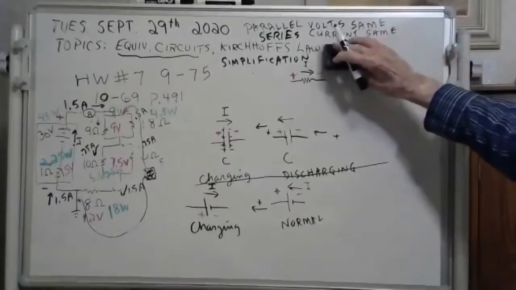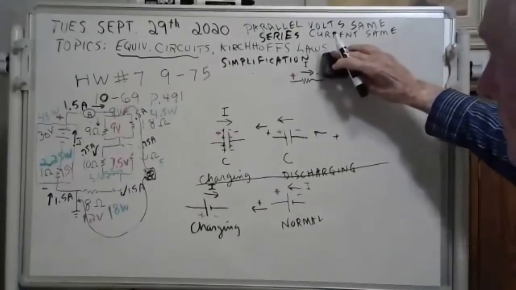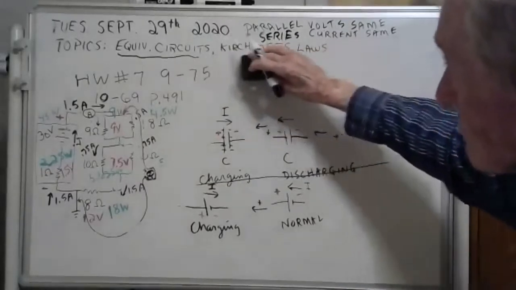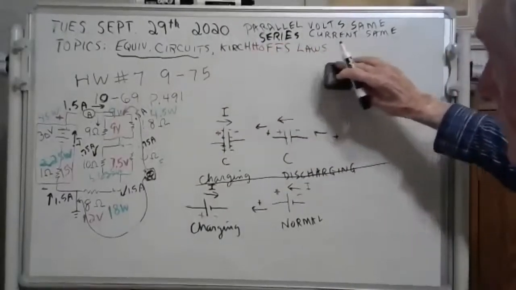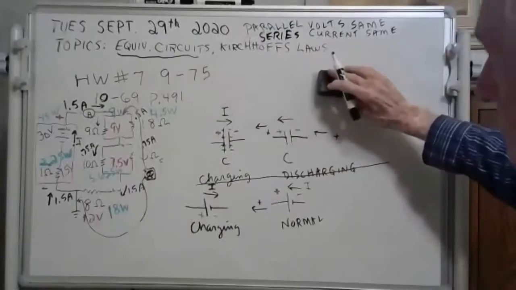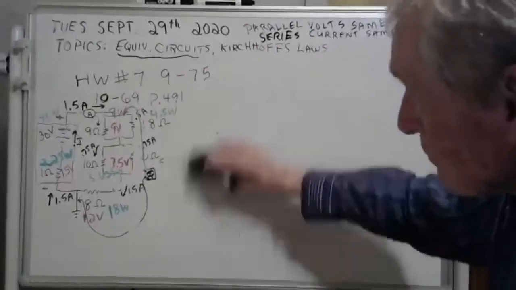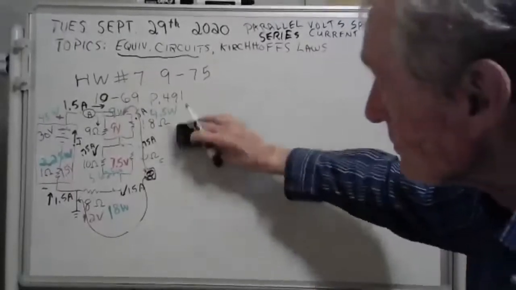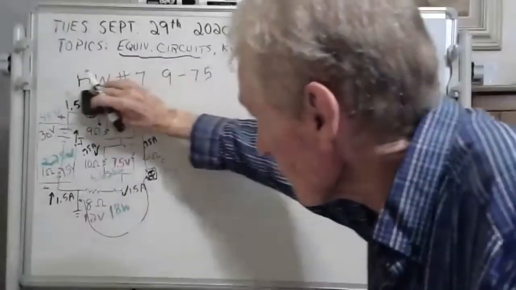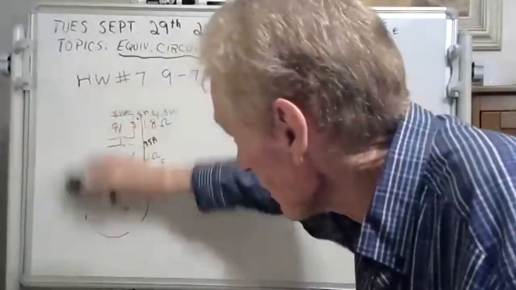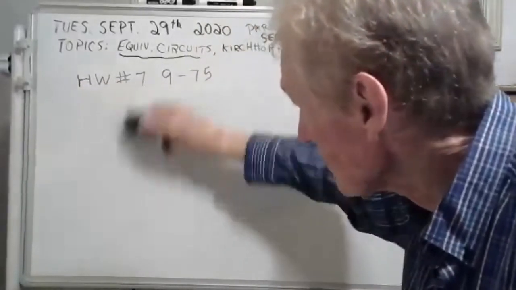Okay, we talked about voltmeters and ammeters a little bit. Simplification. Equivalent circuits. We haven't got the Kirchhoff's laws yet, but we will. We're getting there. That's what the lab is about. And I put it on content so you can look it up and study it.